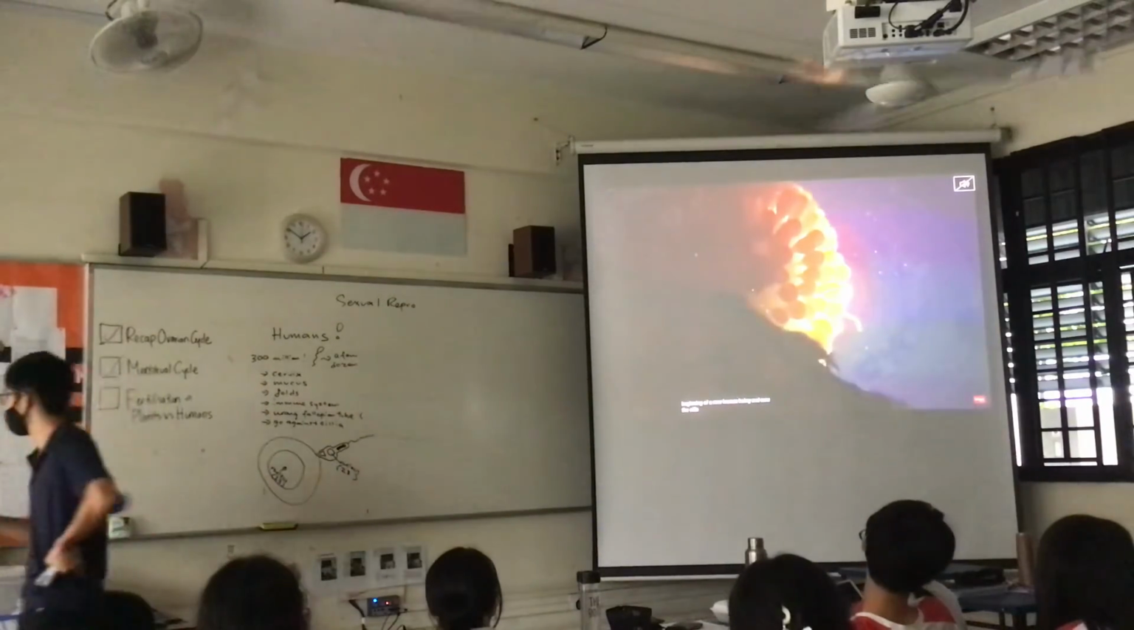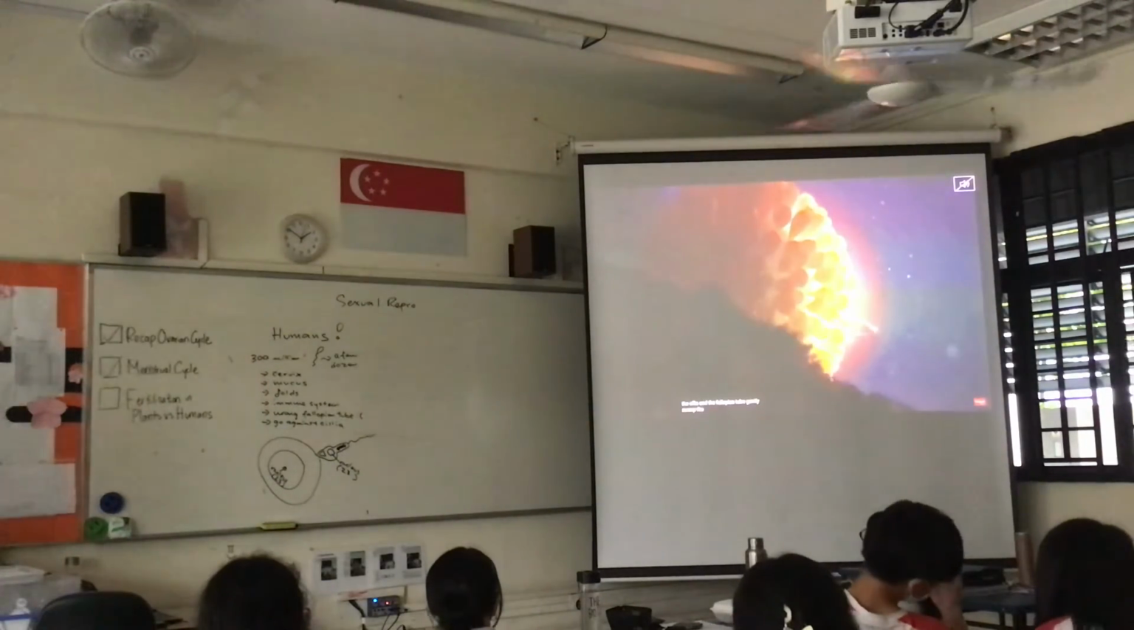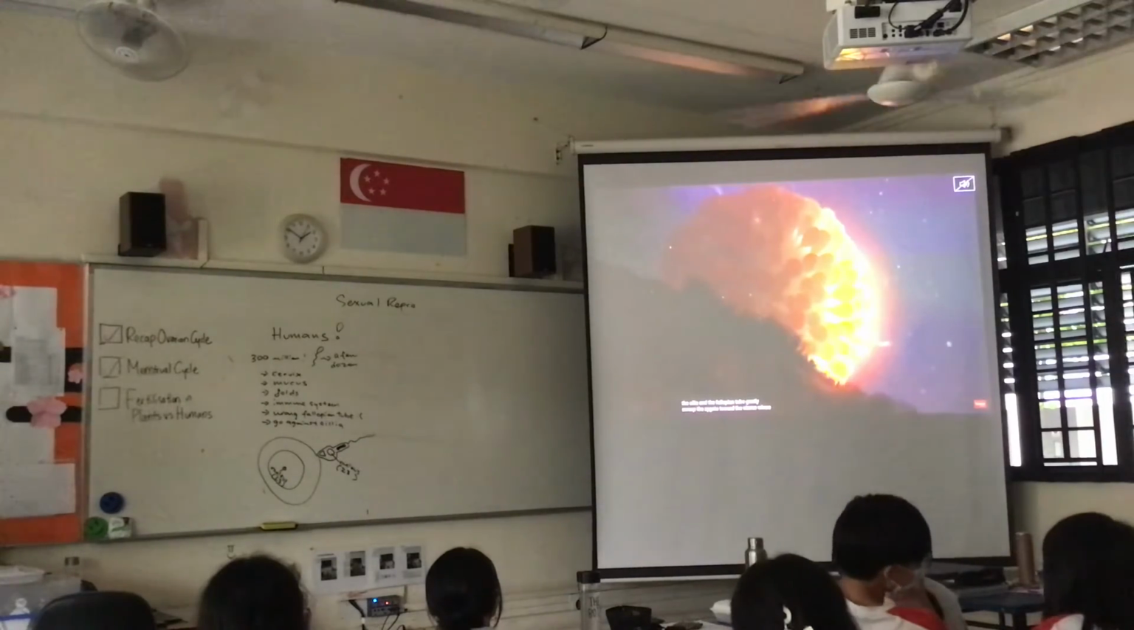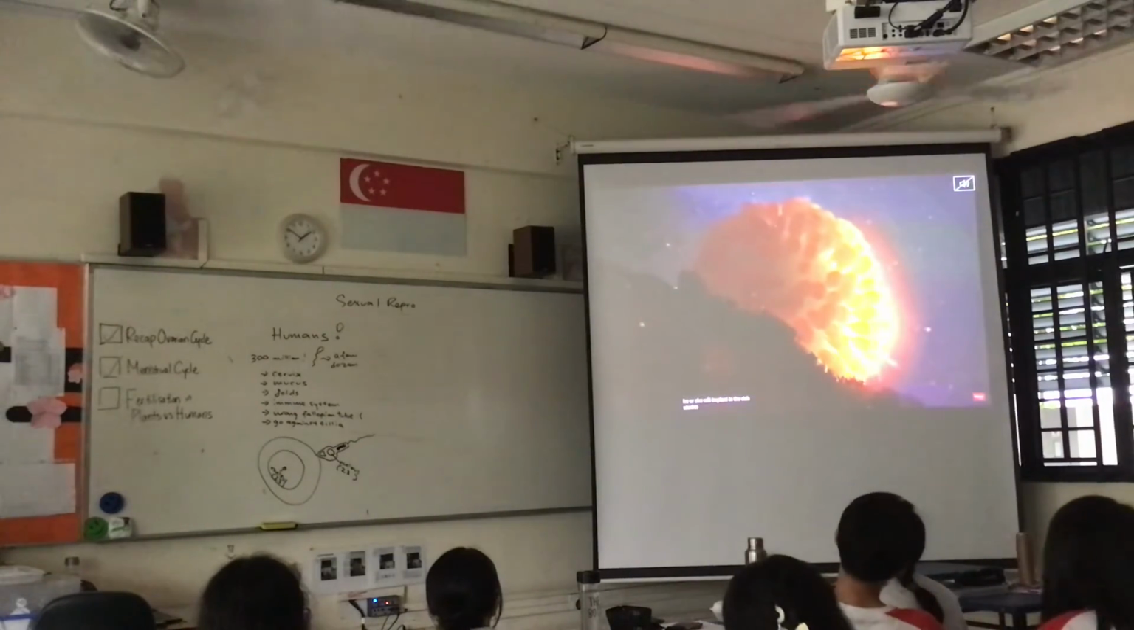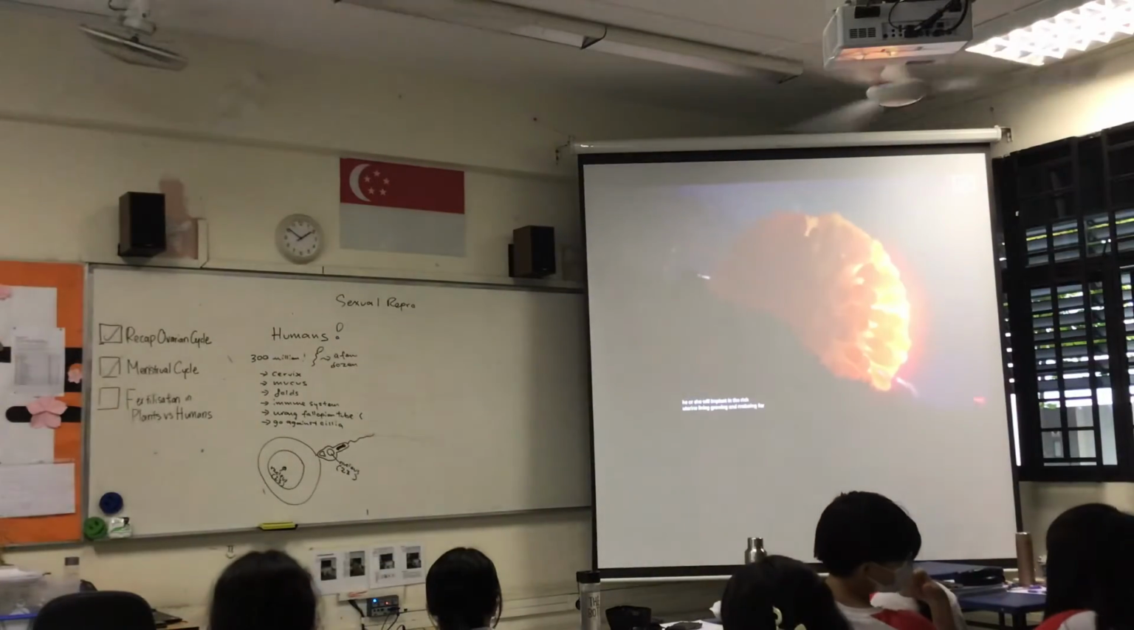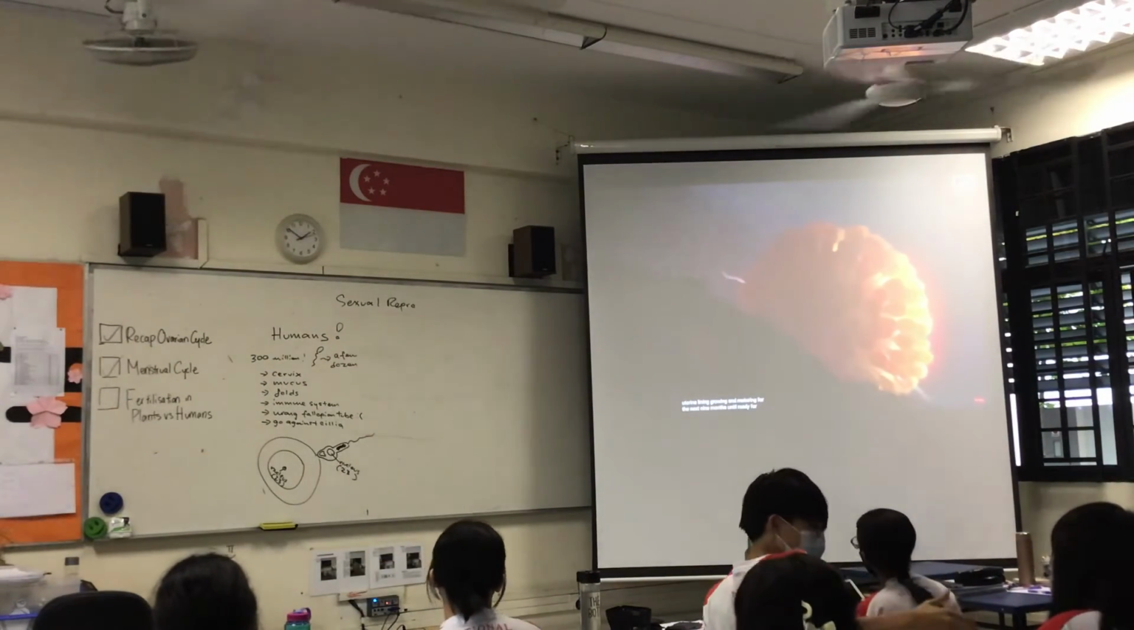And now the cilia in the fallopian tube gently sweep the zygote toward the uterus, where he or she will implant in the uterine lining, growing and maturing for the next 9 months until ready for birth.